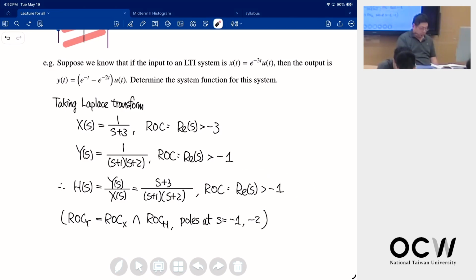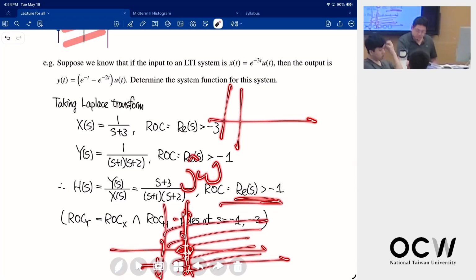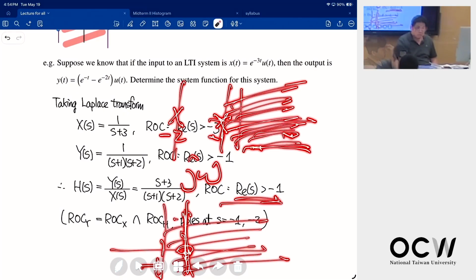In this case, let me ask you about causality and stability. Is the system causal, stable, or no? Okay, first it is stable, right? Because this is the j omega axis, and we include that. So the system is stable. And this is the region of convergence, to the right of the rightmost pole. We have poles at minus 1 and minus 2. This is minus 2, this is minus 1. So here we have the right half plane.